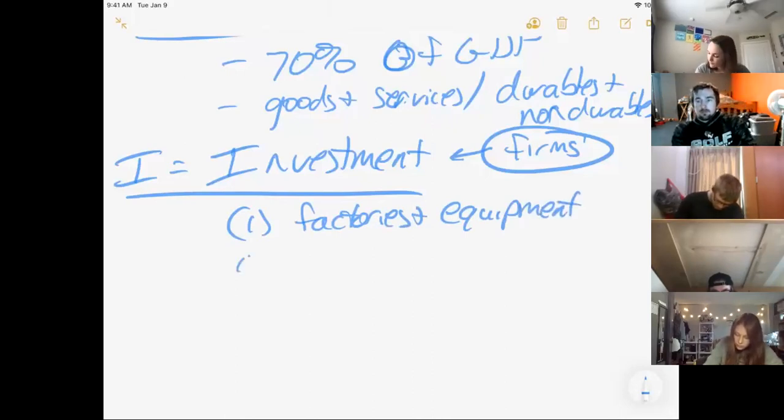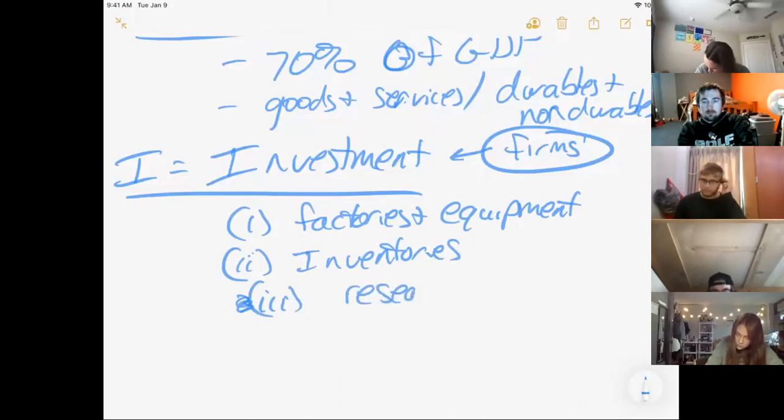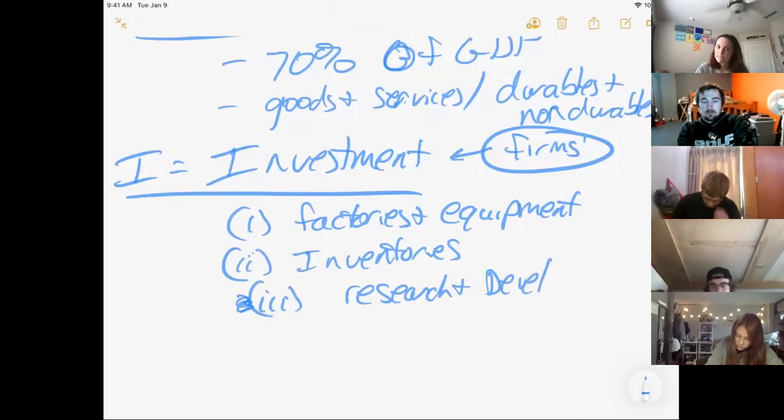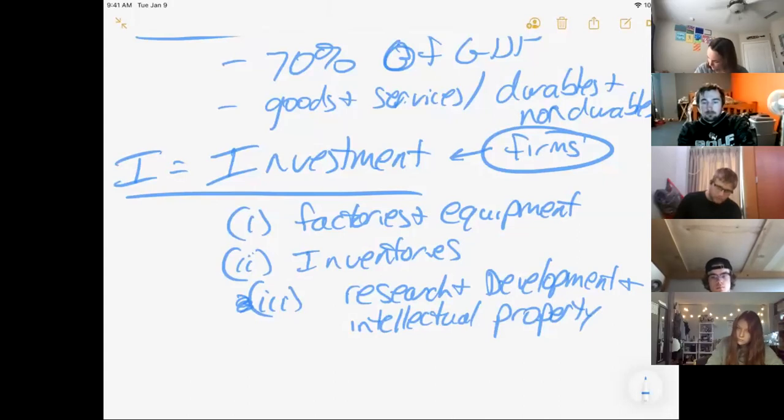This includes inventories. This includes, very importantly, increasingly importantly, spending by firms on research and development and other forms of intellectual property, which is becoming an increasingly big part of investment for firms.